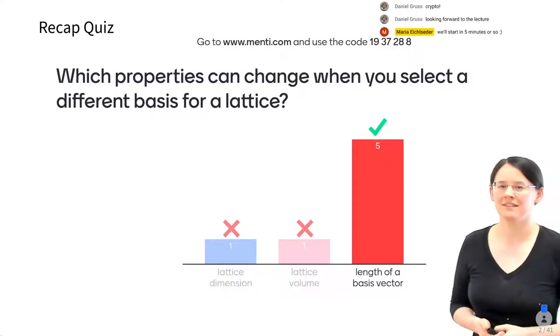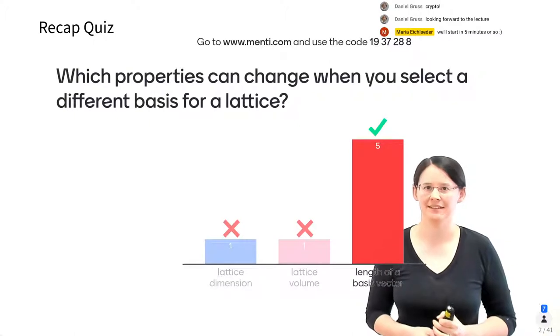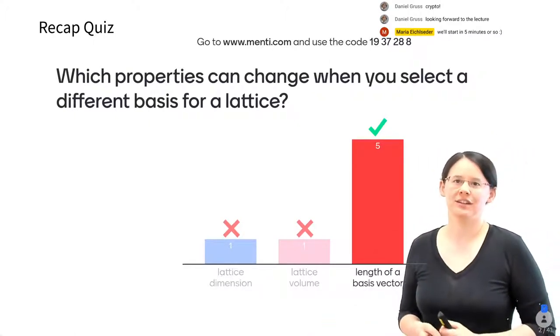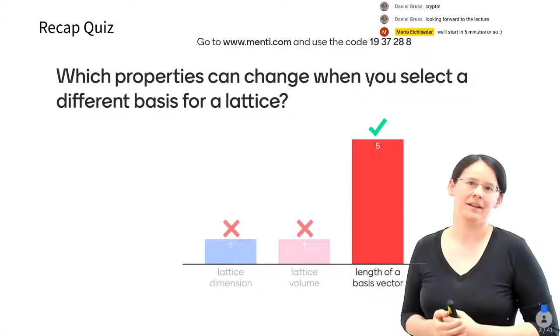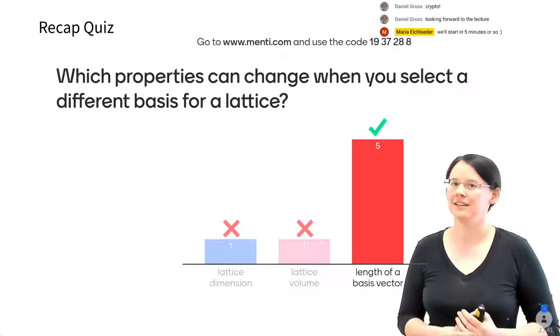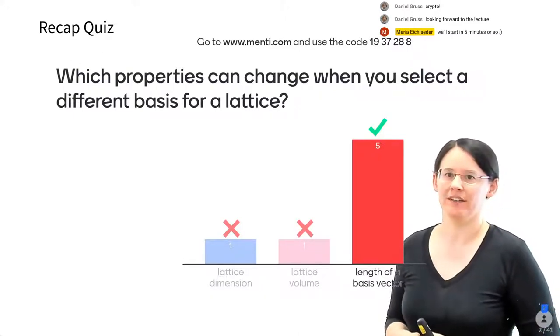So, which properties can change when you keep the same lattice but you choose a different basis? Again, the majority is correct. What does change is the length of the individual basis vectors, or it can change. And this is actually something we need in cryptography. We will see in a moment why that is, or recall it in a moment.